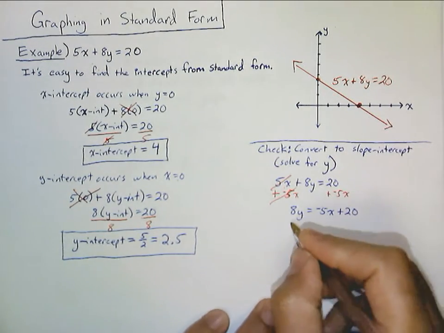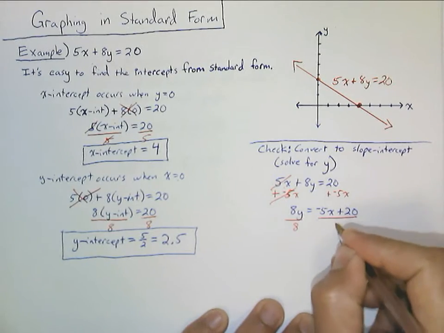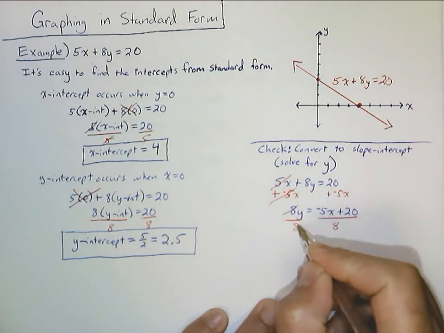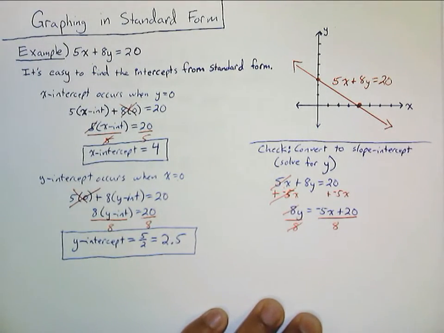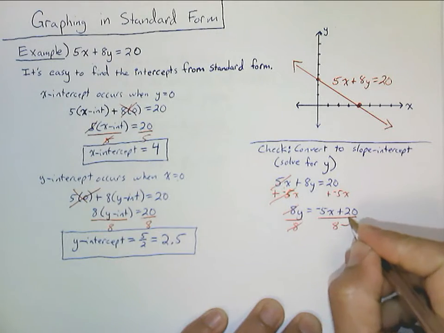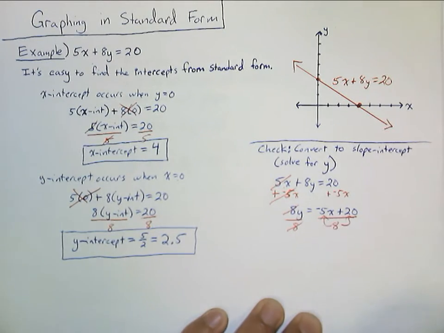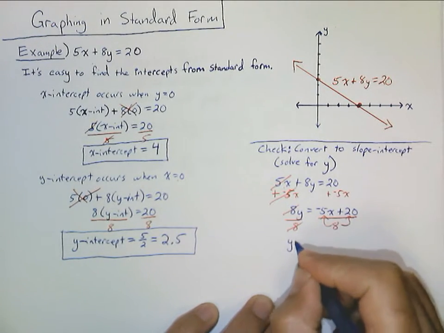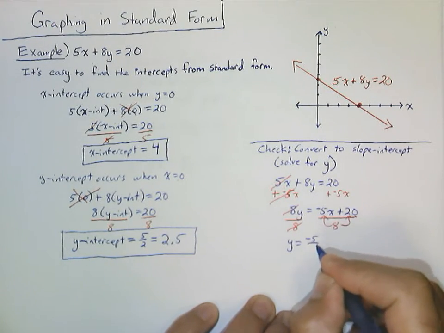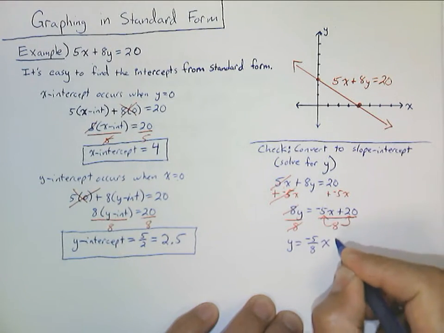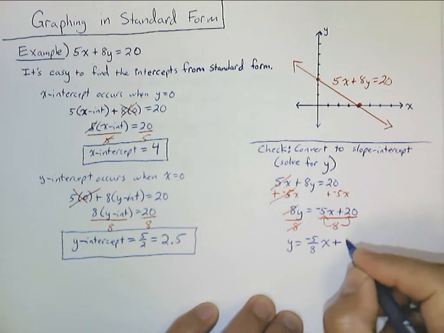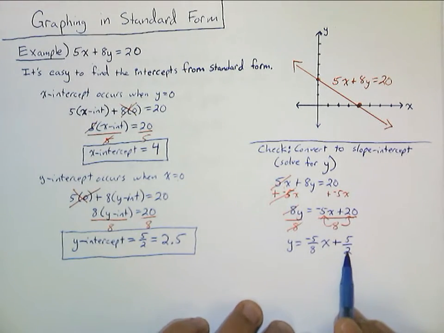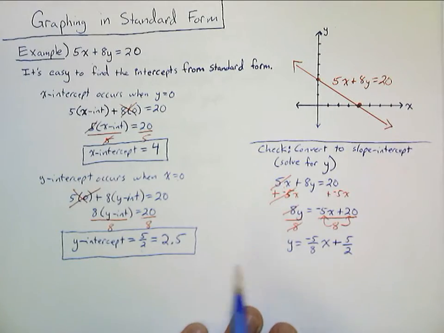And then we'll just divide both sides by 8, because these 8's will cancel out. Then, of course, we'll have to distribute this dividing by 8 to both terms in the numerator. So we have y is equal to negative 5/8 x plus 20 divided by 8, which was 5/2. And then we immediately see the y-intercept of 5/2. Oh yeah, that's what we had over here.